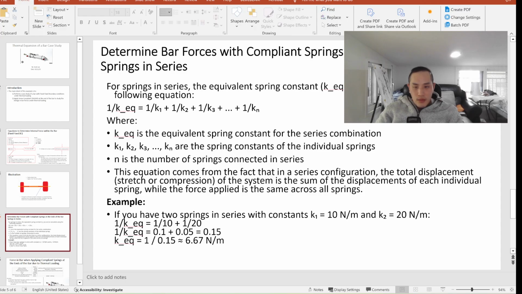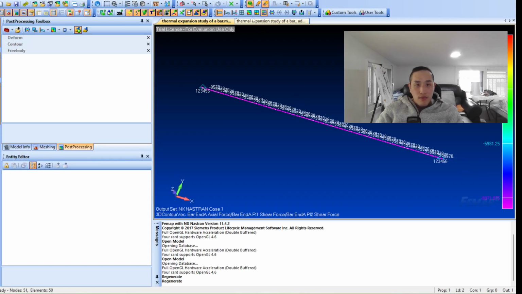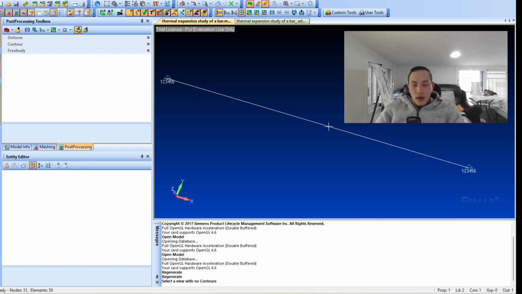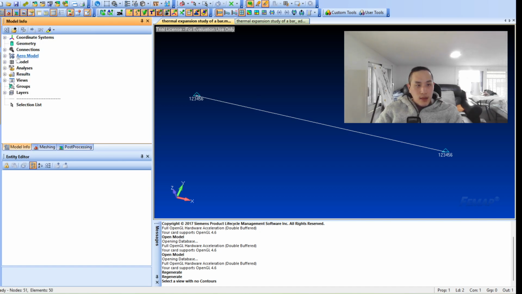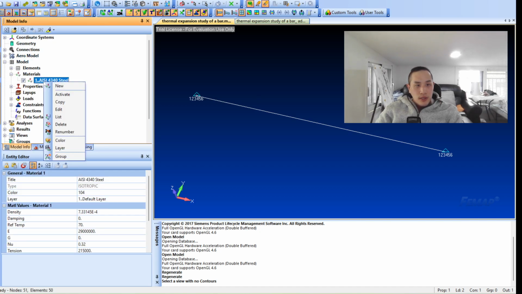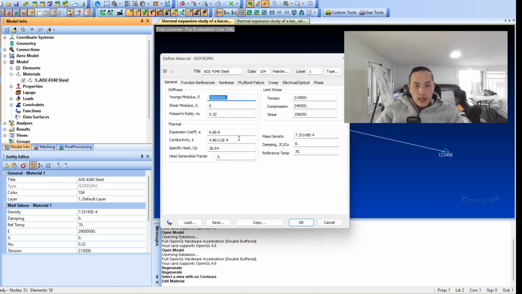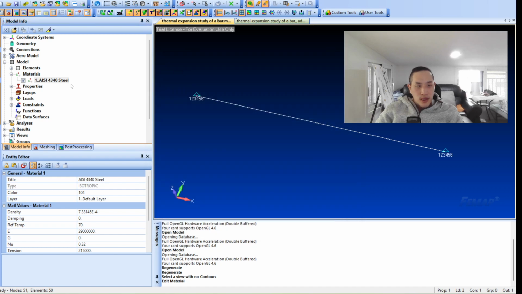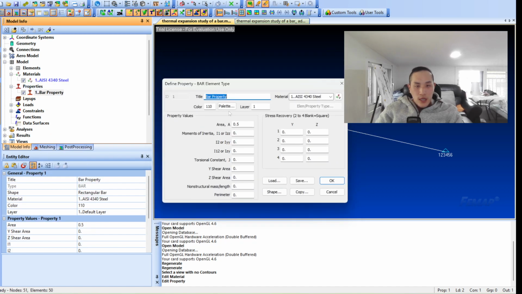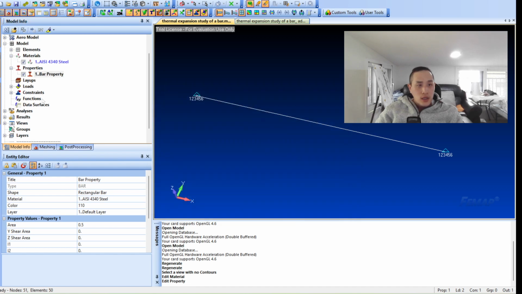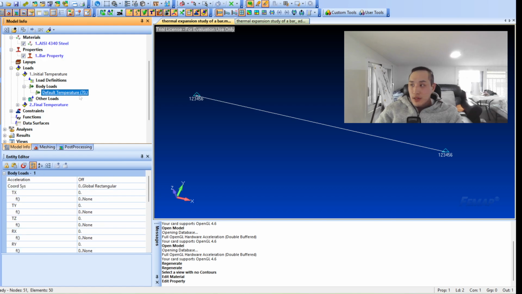So let me quickly go over the model that I have built with you guys. Here is a simple bar element. And as I mentioned in the previous slides, the material is steel, 29E6. Here's a coefficient of thermal expansion. The property of the bar, as I mentioned, is 0.5 inches squared. The loading will be an initial temperature of 70 degrees, and then the final temperature will be 170 degrees. So the delta T of 100.